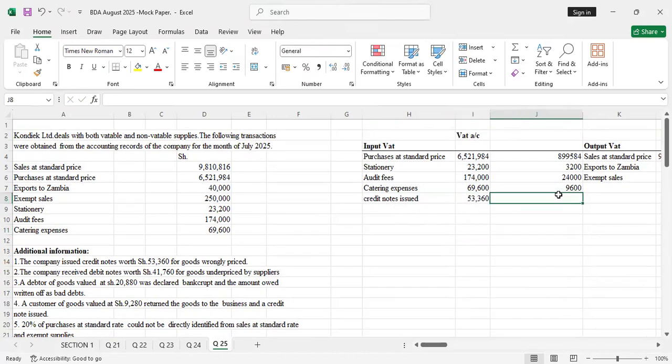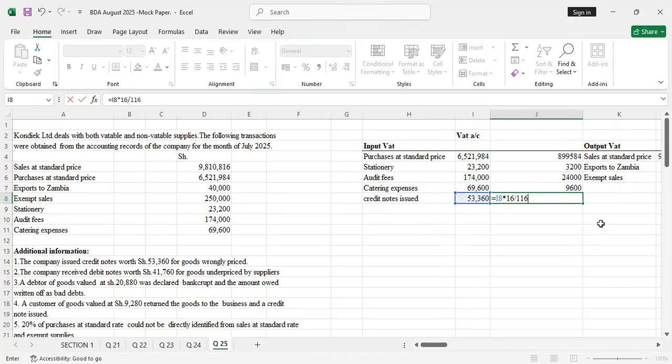So we'll also charge it VAT. So we say equals to this amount times... Yeah, the credit note is based on sales, so it reduces the sales. So it has to be on the side of the input. Yeah, so when the company issued credit notes worth that amount for goods wrongly priced, it means that it will reduce the amount of sales at standard price. So that's why we have it under the input VAT. So we take that value to multiply by 16 over 116.